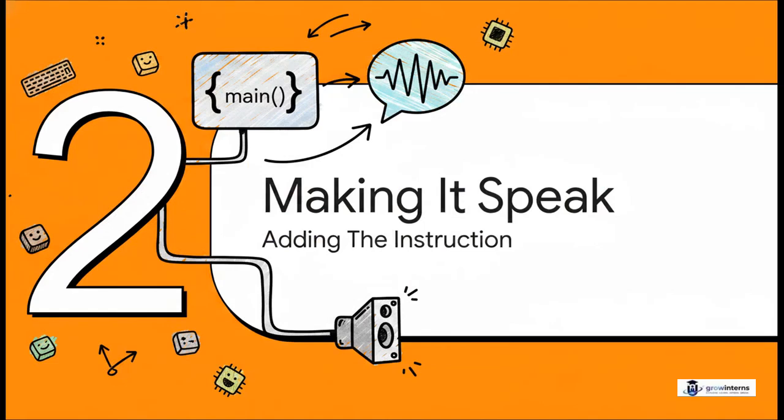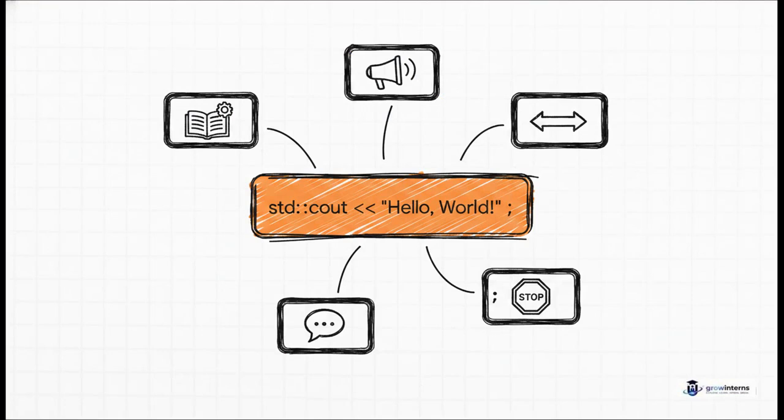Okay, we've got our skeleton all set up. Now for the really exciting part. Let's put some meat on those bones. We're going to add the one instruction that actually makes the computer talk to us. We're going to fill in that empty space right inside our main function. This is the line that does all the heavy lifting.